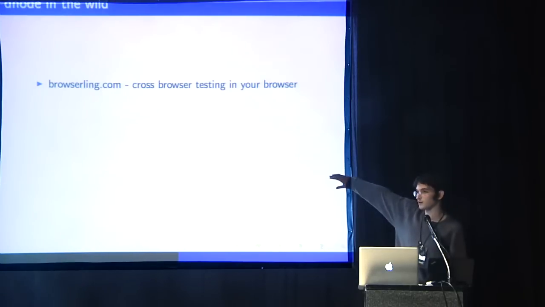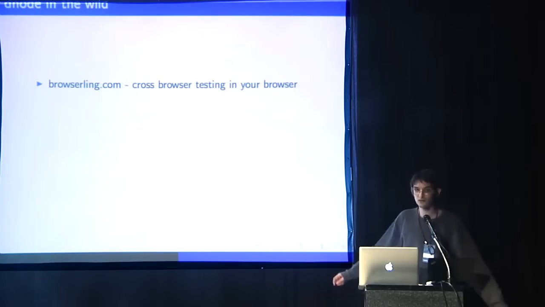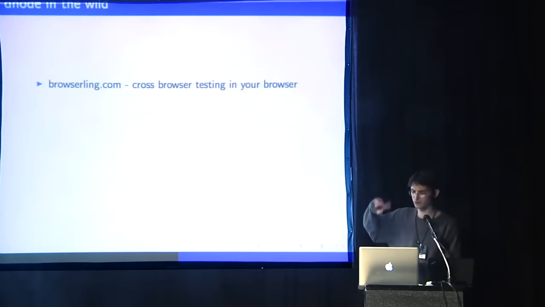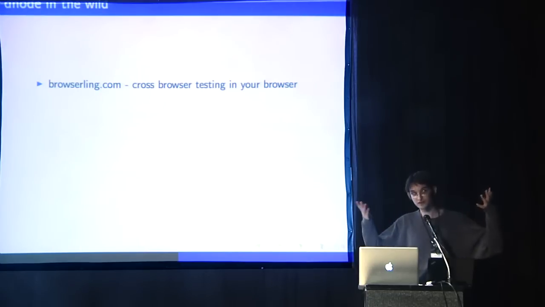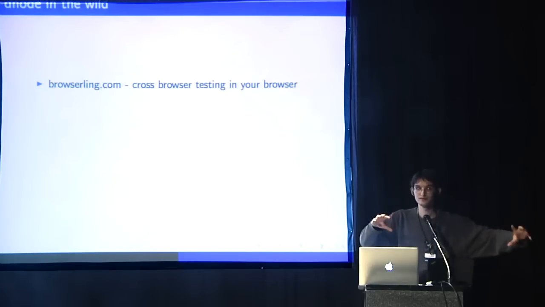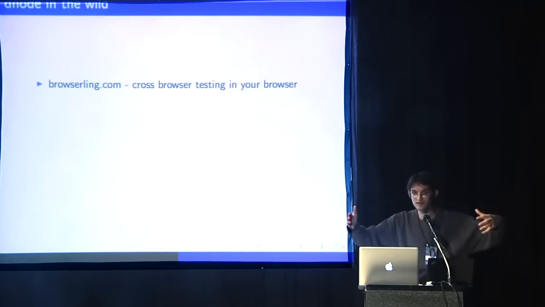So here's some awesome examples of stuff that uses dnode in the wild. On my startup, Browserling, we use this a lot. I was going to do a quick demo, but the network's kind of bad for that. But basically, it lets you do cross-browser testing in your browser, so you can actually use IE or Safari or something from this canvas element, and on the back end and the front end, dnode ties everything together.